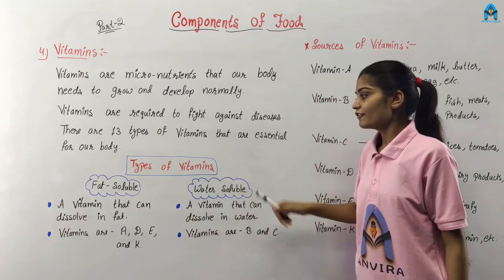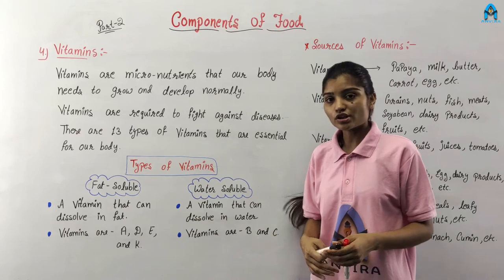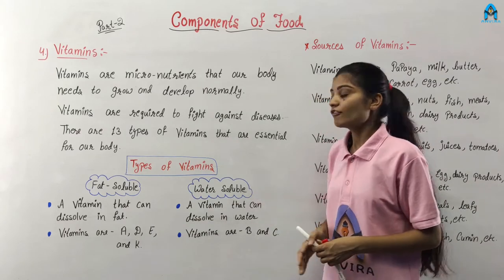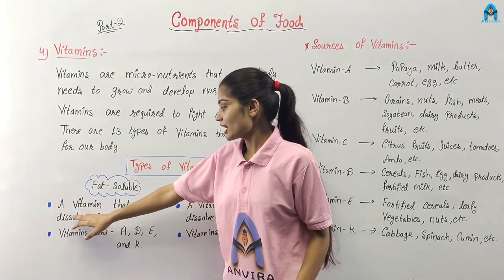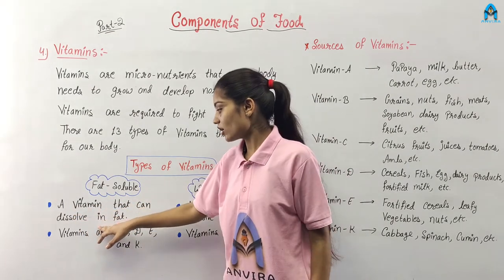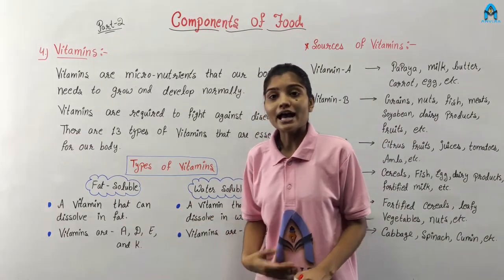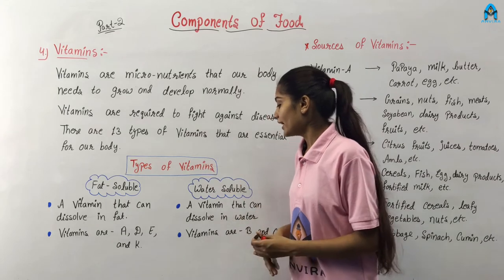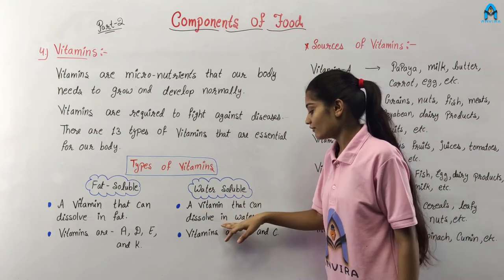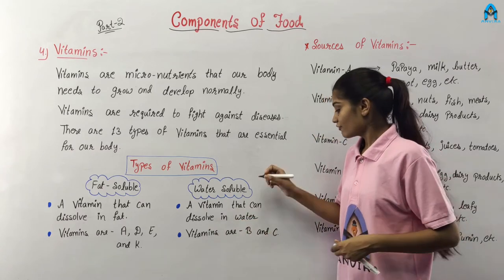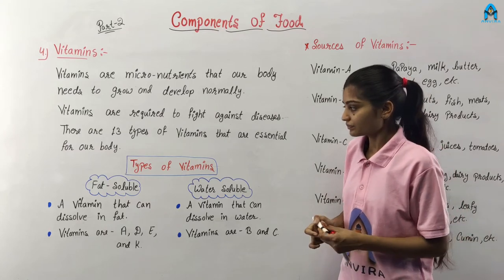Now, types of vitamins. There are two types of vitamins. The first one is fat soluble vitamins and the second one is water soluble vitamins. Fat soluble vitamins are vitamins that can dissolve in fat. That means in these vitamins, fat acts as a solvent. And water soluble vitamins are vitamins that can dissolve in water. That means for water soluble vitamins, water acts as a solvent.